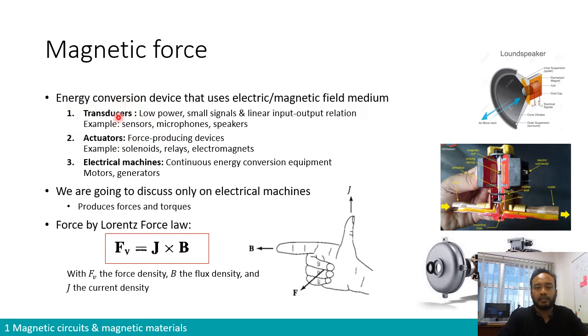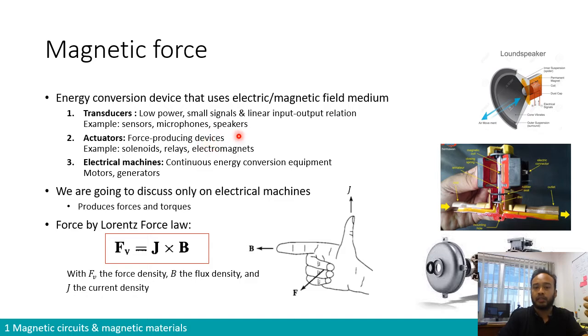So what are the first two categories? The first two categories are also conversion of energy from electrical to mechanical, or vice versa, but with a smaller range of power. For example, there are transducers and actuators. Examples of transducers that you might know are sensors, microphones, and speakers. These also convert electrical energy into mechanical energy.